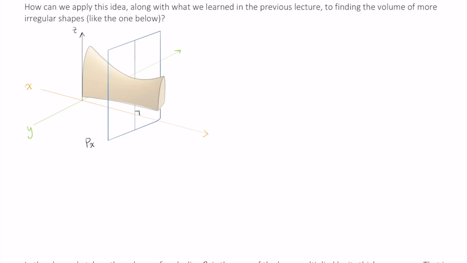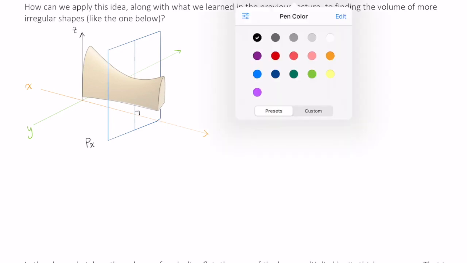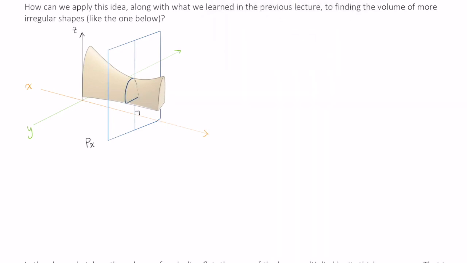And this plane intersects this solid here. When it intersects it, what kind of slice do we end up with? Let's sketch that. We end up with a slice that looks kind of like this. And this is a single slice taken by intersecting this plane, which is perpendicular to the x-axis. What we call this slice is a cross section.